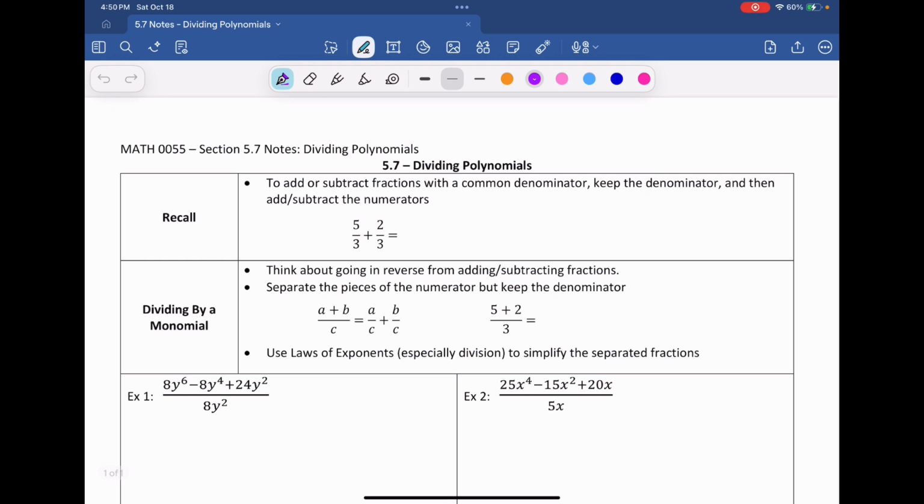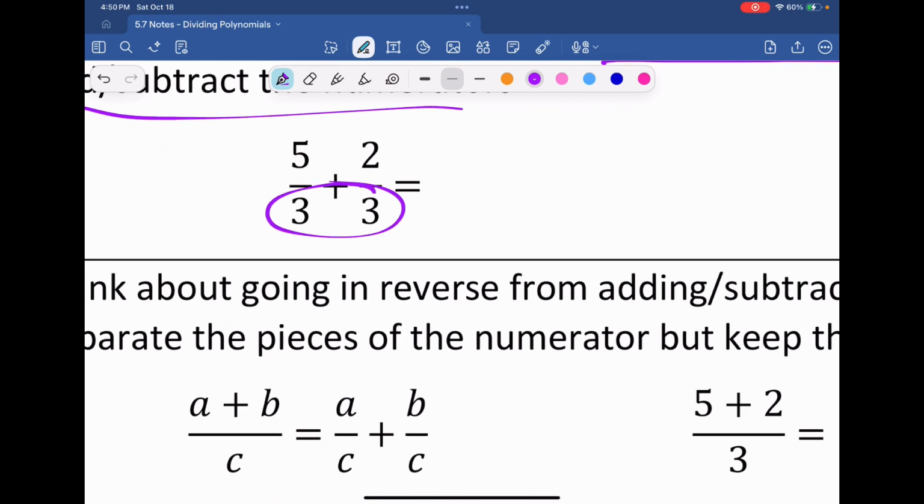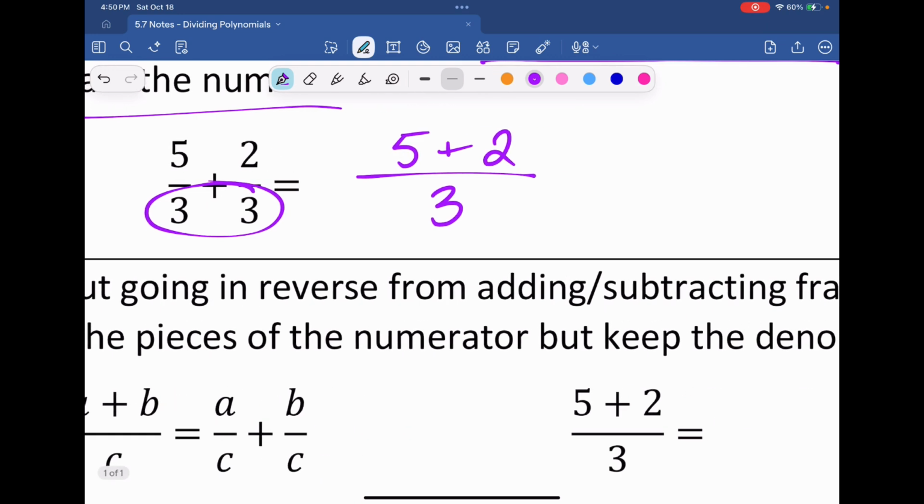So we're going to take you way back to like unit 1, adding and subtracting fractions. So when we add or subtract fractions, you have to have a common denominator. And remember, we keep the denominator, and then we add or subtract the numerators. So since the denominators are the same here, we keep the denominator and add the numerators. Okay, now we finish this out and we get 7 over 3.